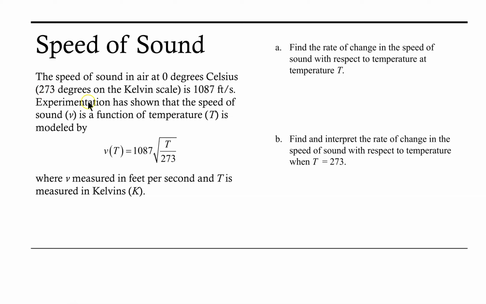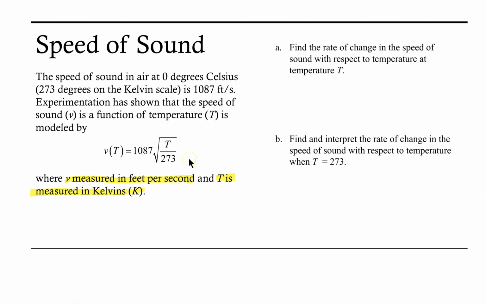So the speed of sound in air at 0 degrees Celsius, which is 273 degrees on the Kelvin scale, is 1087 feet per second. Experimentation has shown that the speed of sound v is a function of temperature, capital T, and is modeled by v of capital T equals 1087 times the square root of capital T over 273, where v, or the speed of sound, is measured in feet per second, and capital T is measured in kelvins.